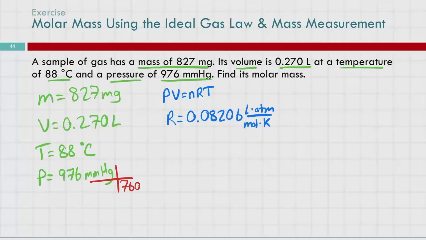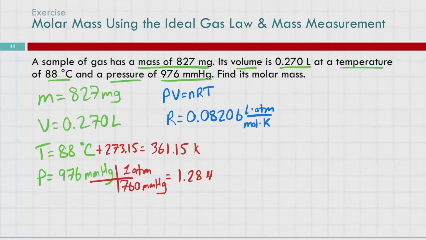So we're going to divide by 760 millimeters mercury, multiply by 1 atmosphere. Millimeters mercury is the same as torr, so the conversion is the same. We're going to add 273.15 to our temperature. Should get 361.15 Kelvin. For the pressure, 1.28, and some other stuff after that. Atmospheres.